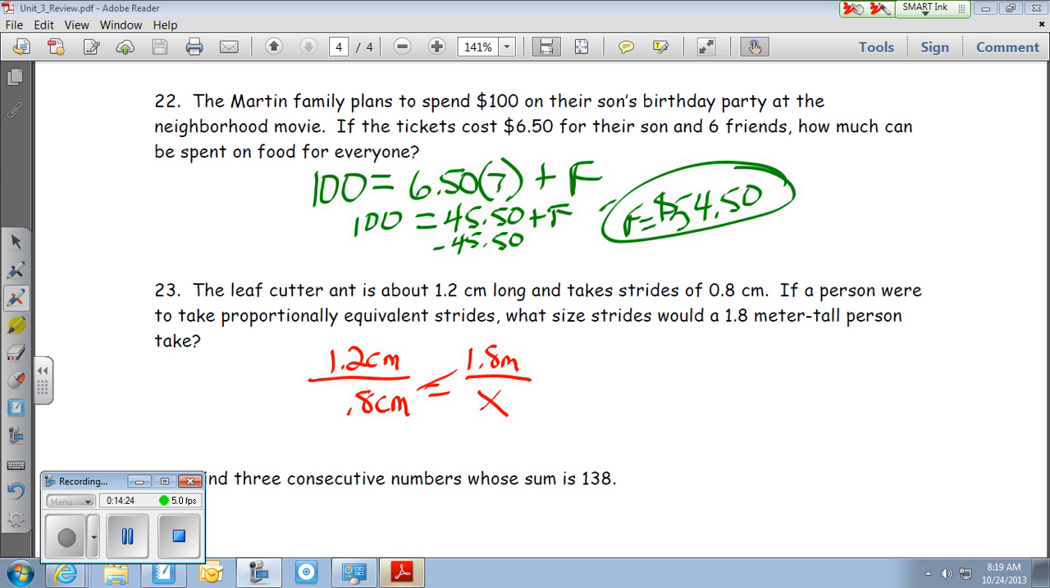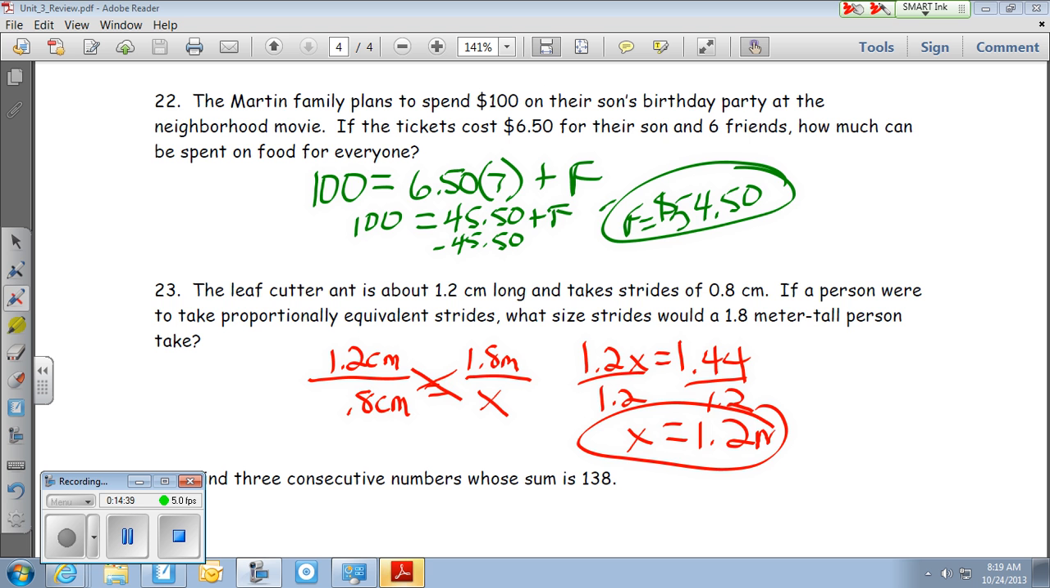So use your cross products to solve, and I end up with 1.2x is equal to 1.44. Then I'm going to divide both sides by 1.2. X is equal to 1.2 meters.